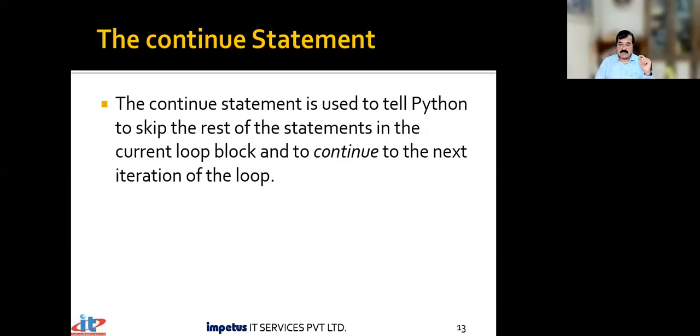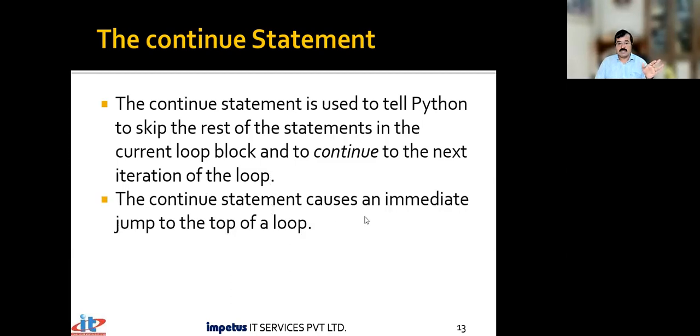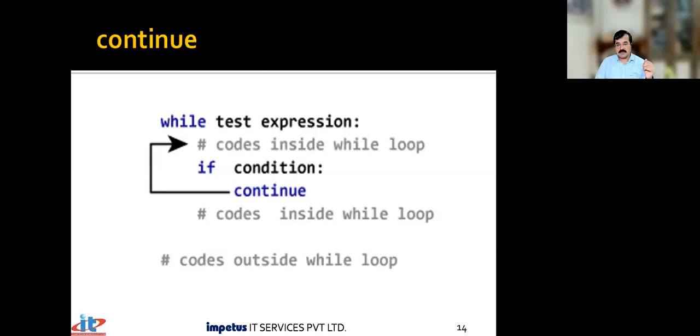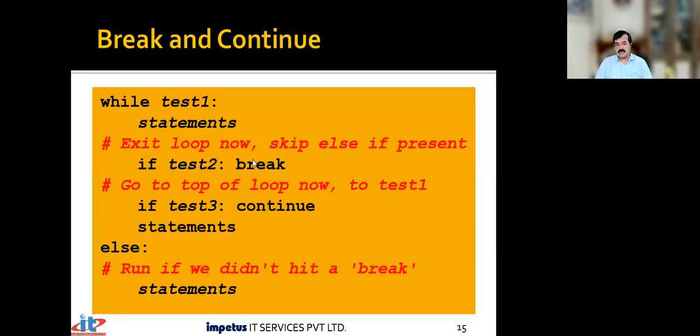So if this statement is encountered, the statements that appear after continue inside the body of the loop will all be skipped. So it causes an immediate jump to the top of the loop. When we use the words top of the loop, what we actually mean is the next condition check. So here we say while test expression, and again we put an if condition. If this condition is satisfied, we say continue, and that will take the control back to the test expression. That is where it will take the control. We can use break and continue both in the same loop as well. So let's take an example of a continue statement to understand how exactly it can be used.